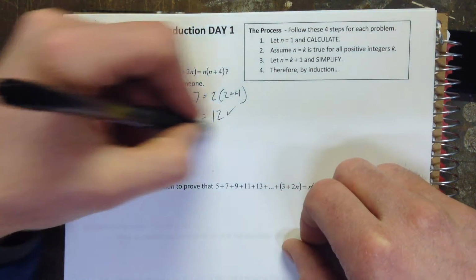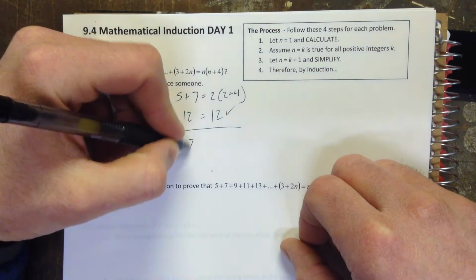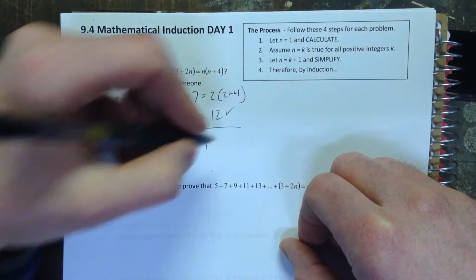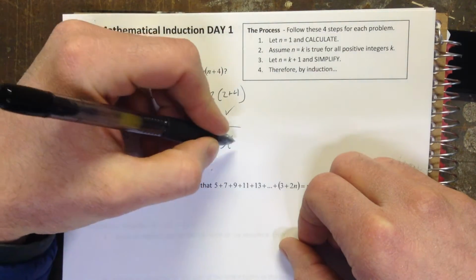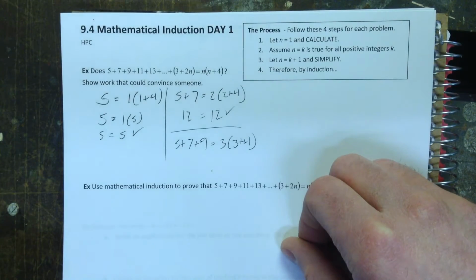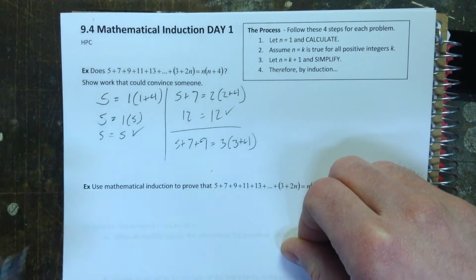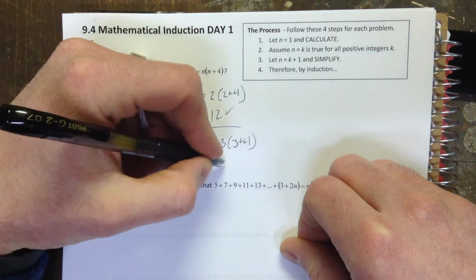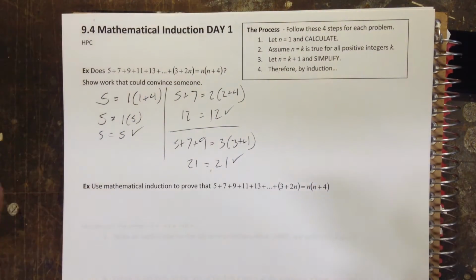You could even do it for 3 terms if you want. 5 plus 7 plus 9. And that should be equal to 3 times 3 plus 4. And not surprisingly, this one works out as well. And you end up with 21 is equal to 21. So at this point, after you've done 3 terms, most people are pretty convinced. They're like, oh, okay, I get it. If you just keep on adding terms, the number gets bigger and the left side's always equal to the right side. Cool. But mathematicians need a little bit more.